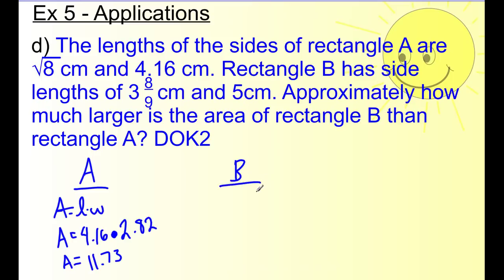Now, understand that this answer is approximate. It is not exact. We rounded a bunch of different things. We rounded this number here, which makes our answer different, and we even rounded our answer a little bit. So, hopefully, the area for rectangle B is not even close to 11.73. Hopefully it's like 5 or 8 or something just far away. So length times width. The length is 5. The width is this 3 8/9.